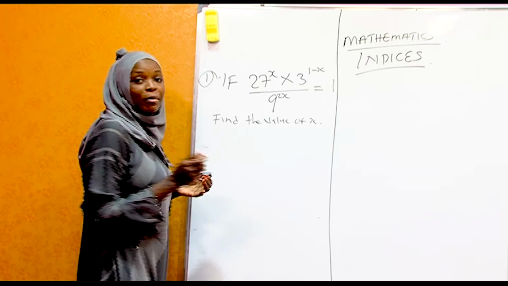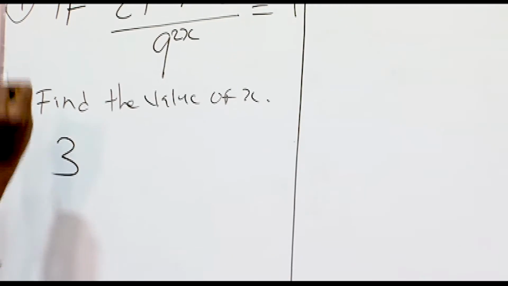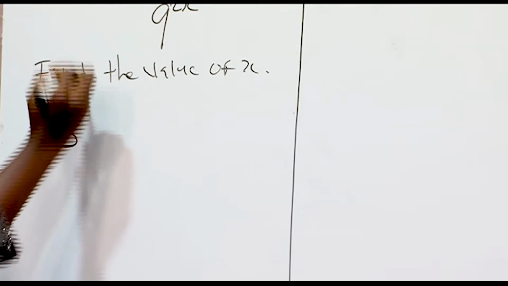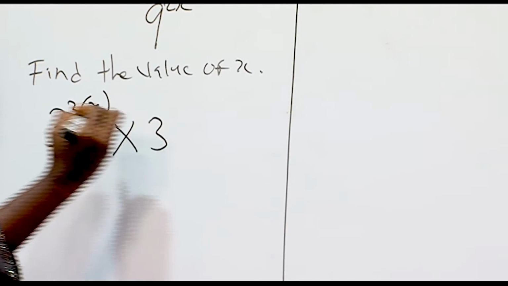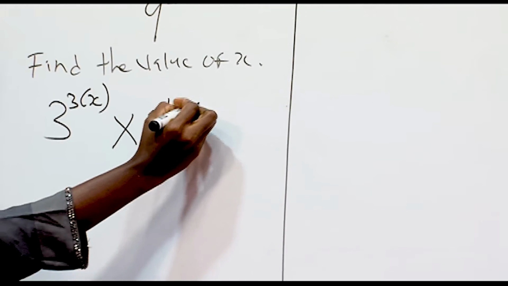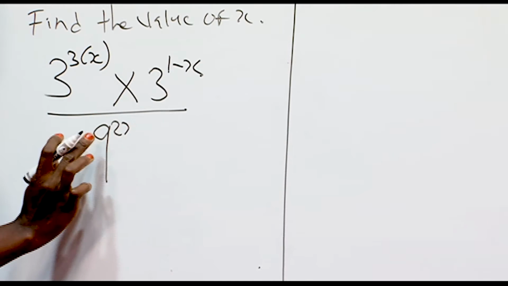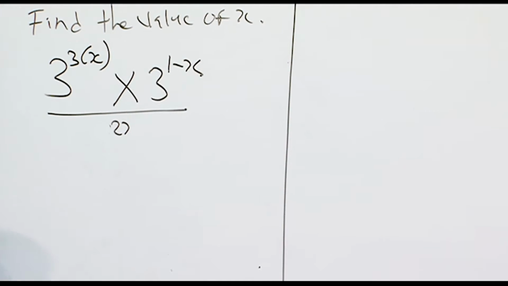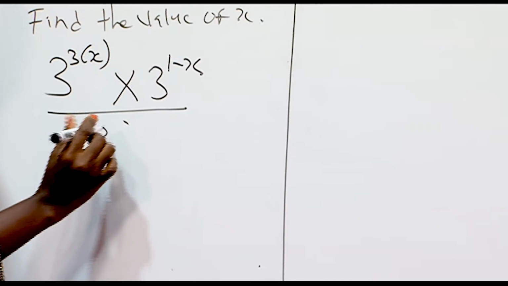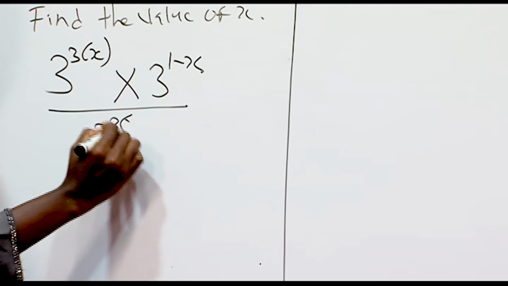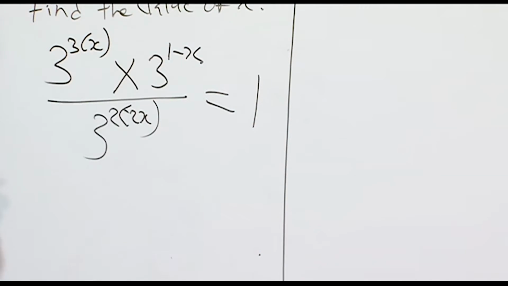So making the other numbers to be in base 3, we know 27 will give me 3 raised to power 3, not forgetting your x is still there, times 3 raised to power 1 minus x all over 9 raised to power 2. The 9 now, we are replacing it with base 3, which is 3 raised to power of 2. Not forgetting we have the 2x still there, equals 1.